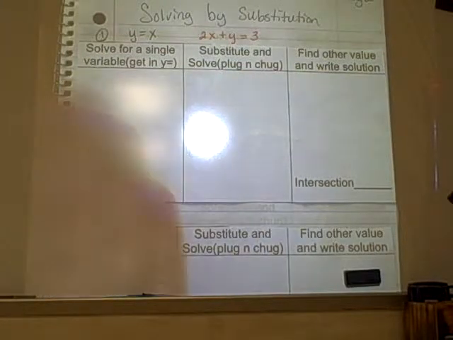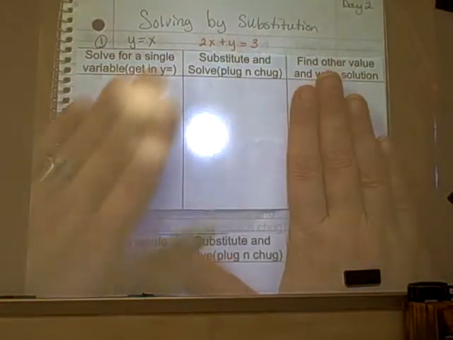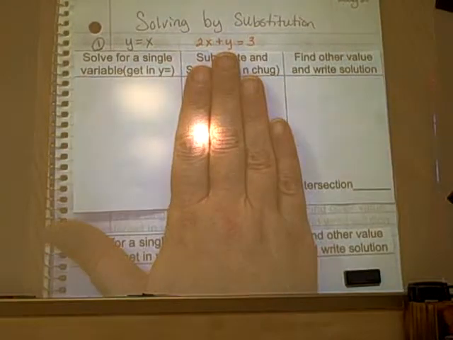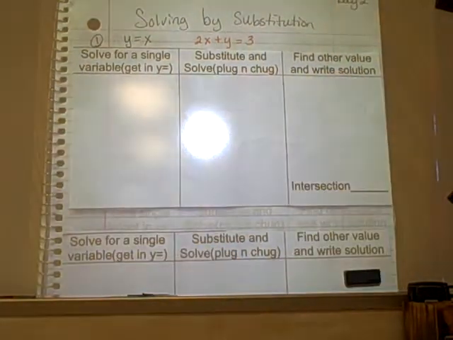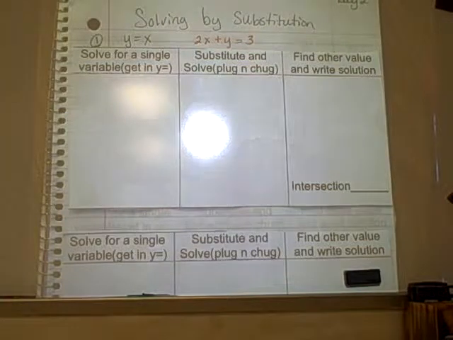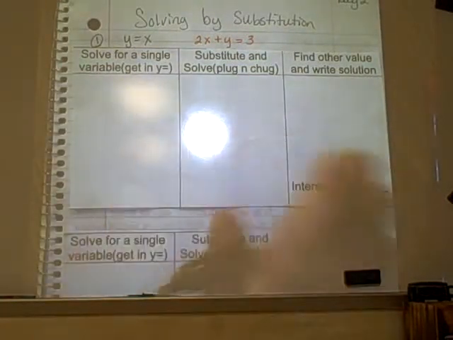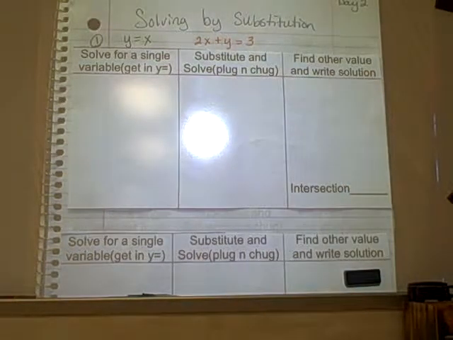I call this little table thing the sub sandwich, because the two things on the ends are going to match, so it's kind of like the bread. And the thing in the middle is going to be the other equation. That's why it's like a sandwich, because the two things sandwich the one in the middle. Once you get the hang of this, if you don't like using this table, you don't have to use it. It's just an easy way to keep it separate and organized.